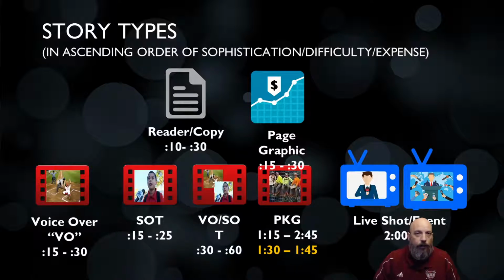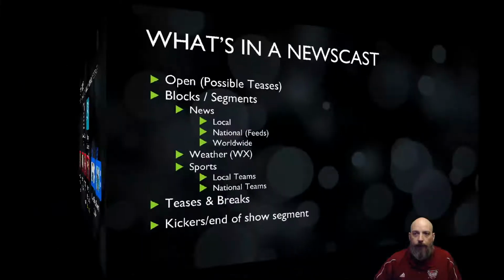A voiceover is where the anchor is going to be talking over video that's playing at the same time. A SOT is where we stop to interview someone and get their perspective on it. And we can combine things like VOs and SOTs, or page graphics and SOTs, together to form a new type of story. We've also got the package, which is a self-contained story that a reporter's gone out, shot, got video of the event, got interviews, and then they put it back together. And then we've also got a live shot, so a reporter can be either on location or sometimes even in the studio, and they're helping tell the story of what's going on in that newscast.